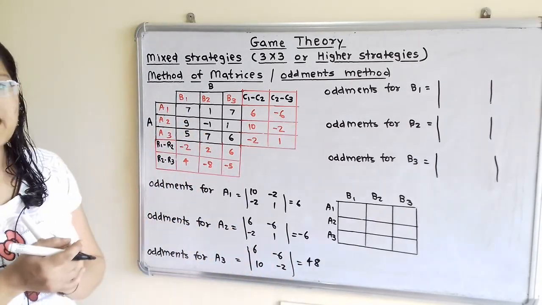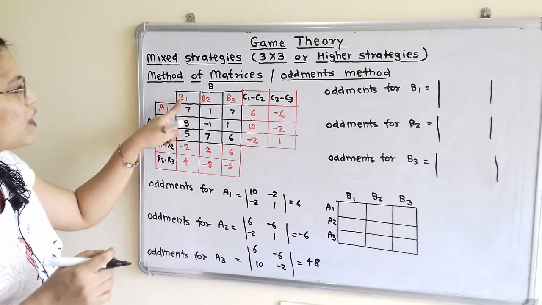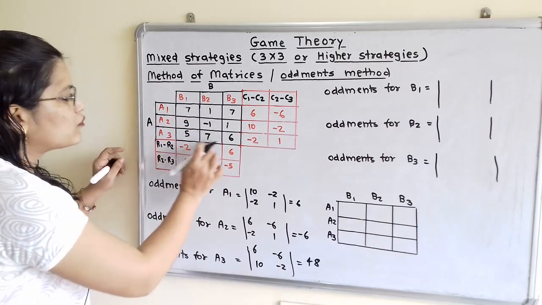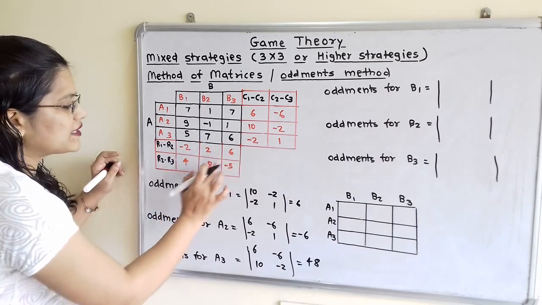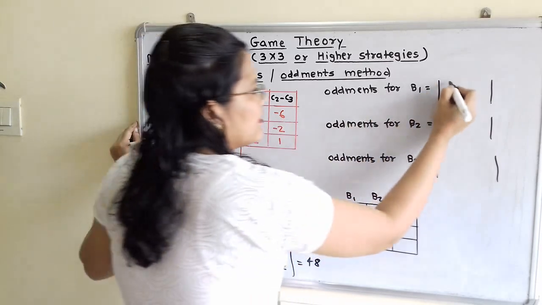Now we will move to the next. In the same way we have to take the oddments for B1. We have to refer to the remaining elements, that is the remaining row elements: 2, 6, minus 8, minus 5.